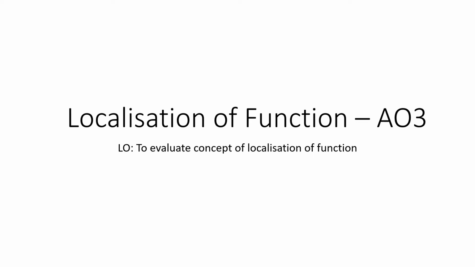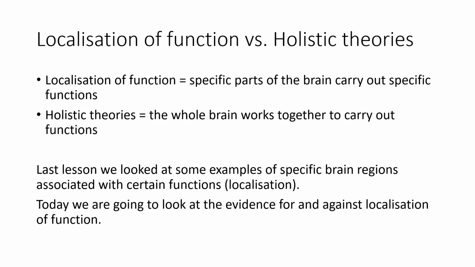We're going to look at the second half of localization of function today. So today we're going to be evaluating the idea of localization of function. Just to recap, localization of function is the idea that specific parts of the brain carry out very specific functions. This can be contrasted with holistic theories, which say that the whole brain works together as one to carry out those functions.